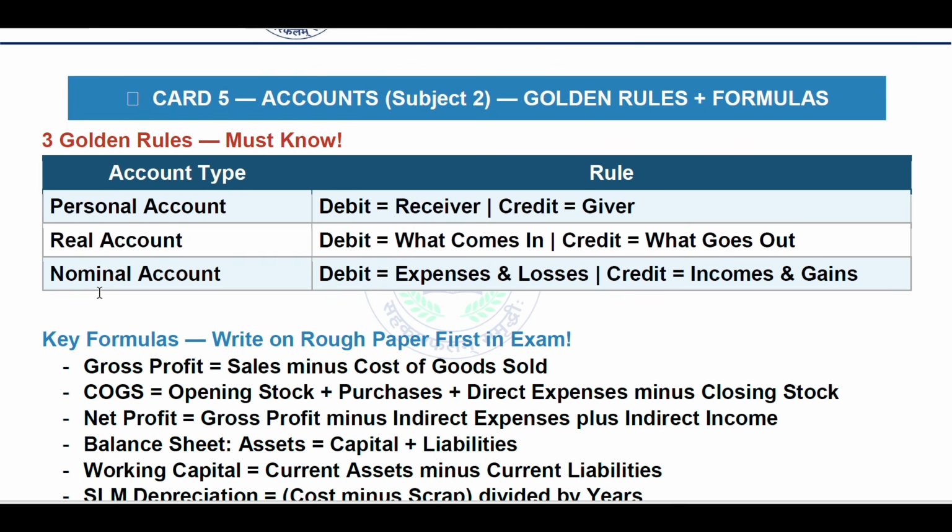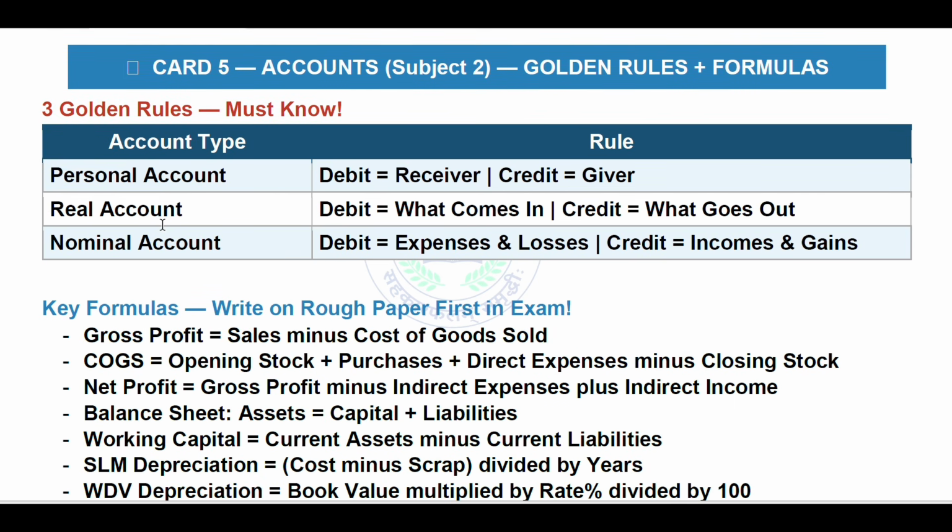Next, flashcard number 5 for Accounts, subject number 2: golden rules and formulas for accounts. What are the golden rules you must know for accounts? To understand, we have a table here. Account type and rule: personal account, debit the receiver, credit the giver; real account, debit what comes in, credit what goes out; nominal account, debit expenses and losses, credit incomes and gains.